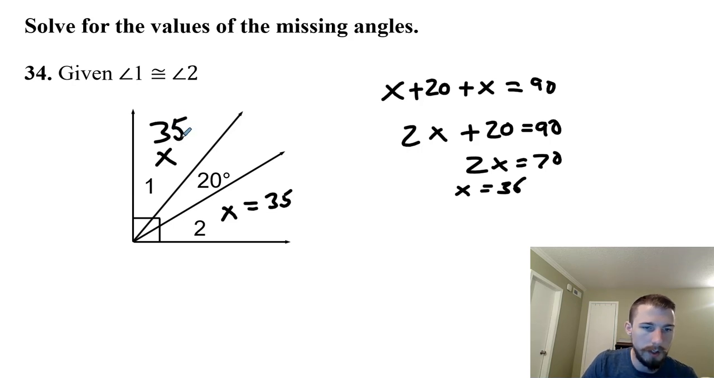All right, so if I add those together, 35 and 35 is going to be 70, plus another 20, sure enough, is equal to 90 degrees. And so we know we did it right.